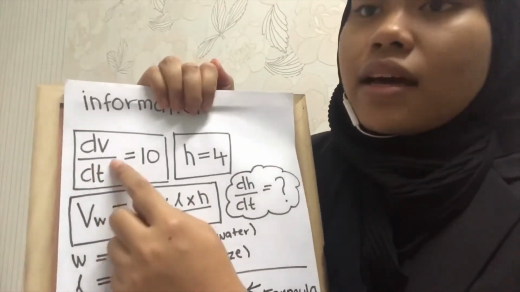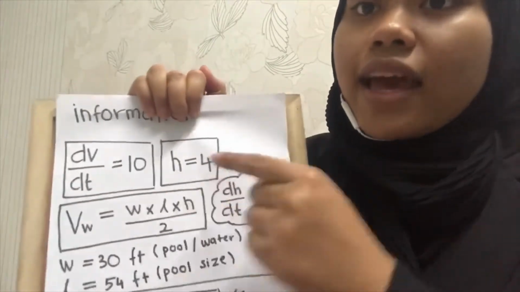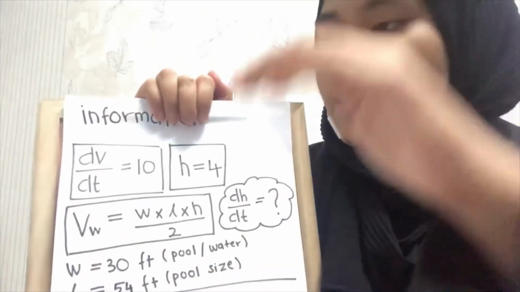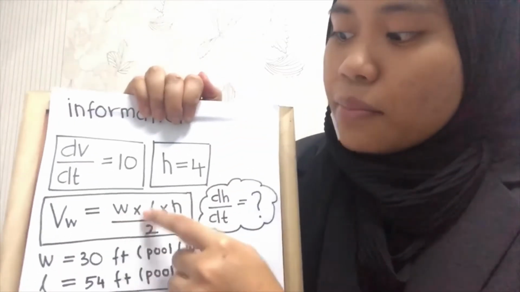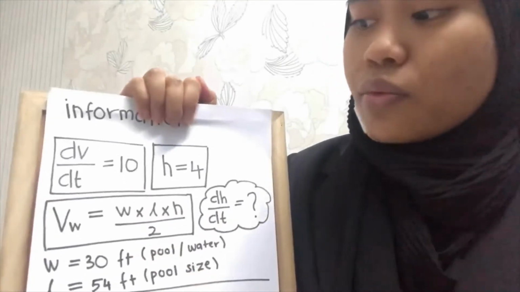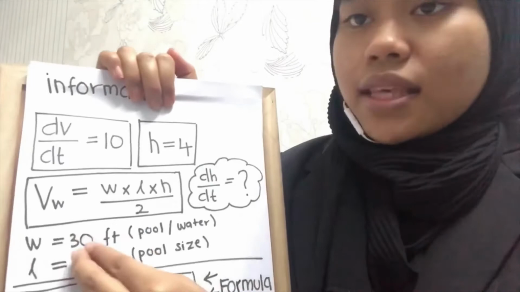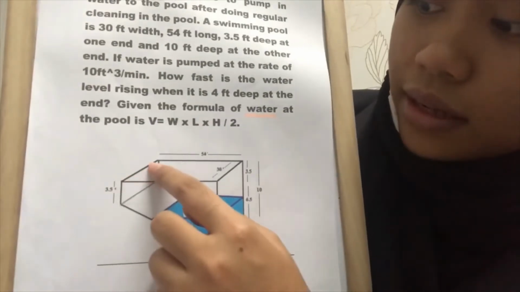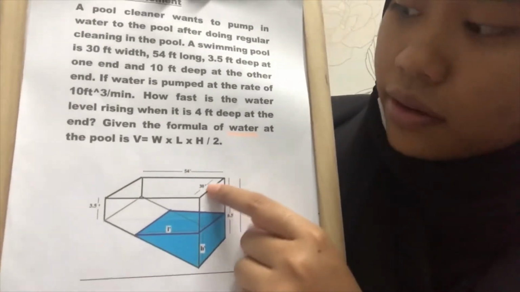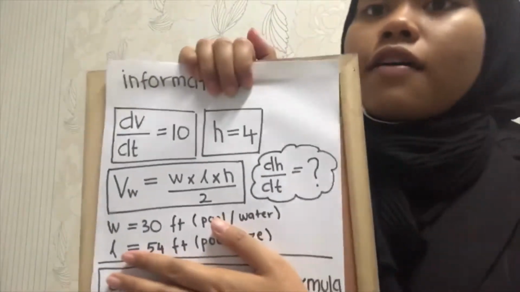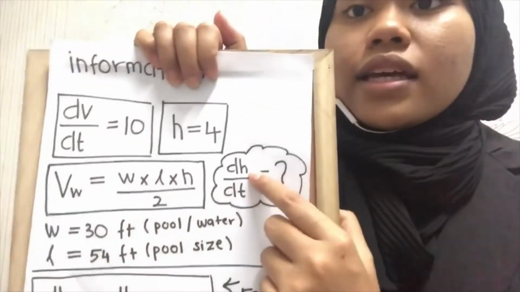Okay. So here is the information that we have. dV over dt is 10, H equals 4, and the volume of water inside the pool is width multiplied by length multiplied by H divided by 2. We are already given that the width is 30 feet in this diagram. The length is 54 and the width is 30. So first thing, we want to find dH/dt.